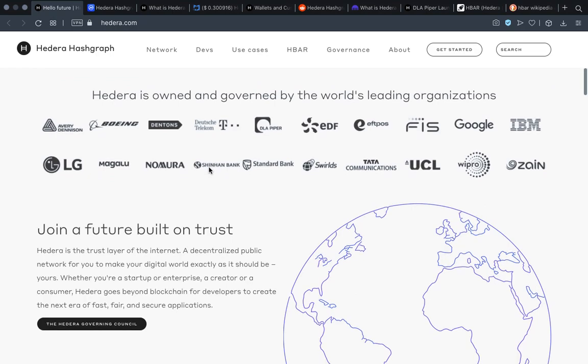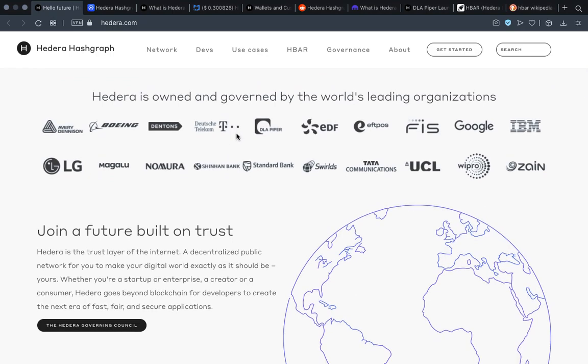So the organizations that Hedera works with, which are organizations on its governing council, are pretty big companies. They are Avery Dennison, Boeing, Dentons, Deutsche Telekom, T-Mobile, DLA Piper, EDF, FPOS, Google, IBM, FIS, LG, to name a few.